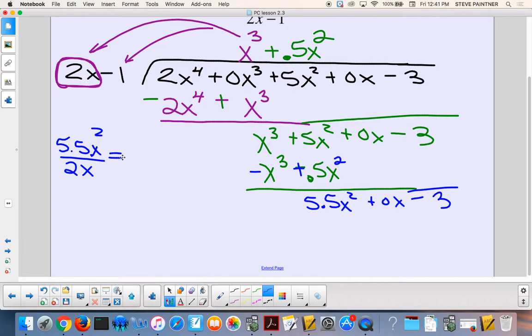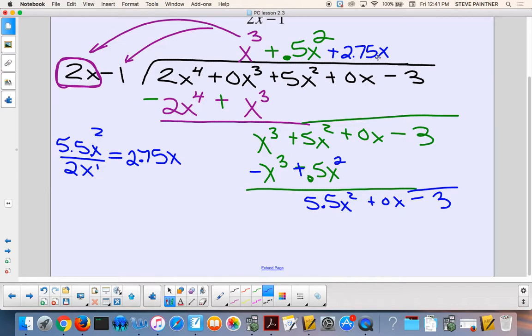Well, half of 5.5 is 2.75. X squared over x, that's just x, isn't it? 2.75x. Right? Is it? No, it's not. Why? Keep going. Isn't that it? Yeah, no, it is. Okay. I think I'm doing all right.